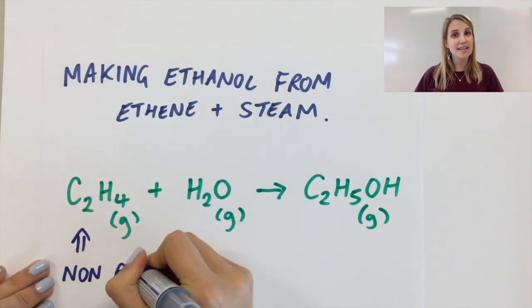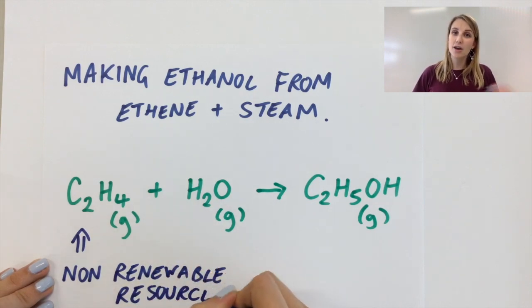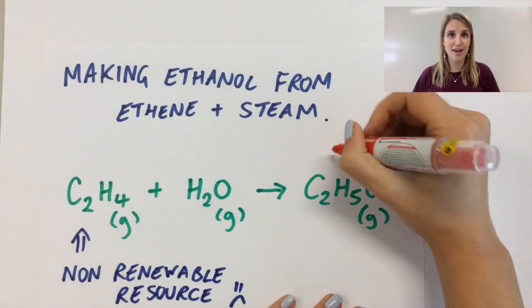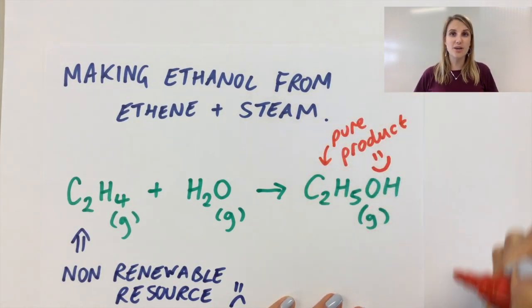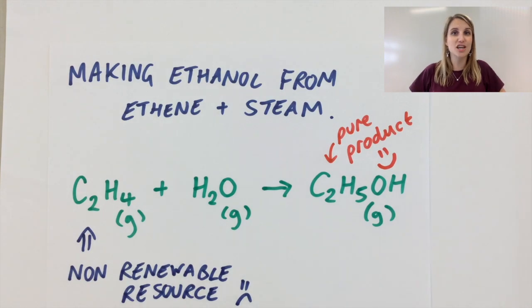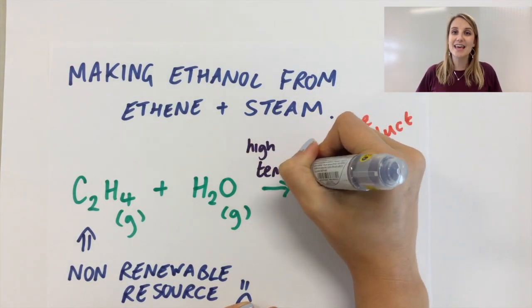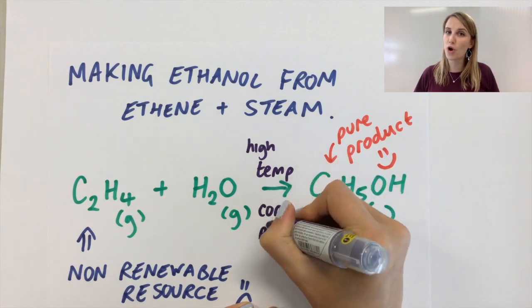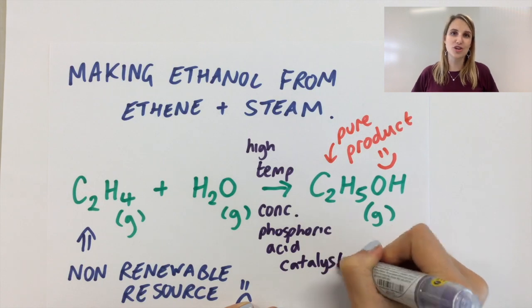The downside of this method of making ethanol is that ethene comes from crude oil, and crude oil is a non-renewable resource, so eventually we won't have enough of this to continue with this process. The bonus of it, though, is that it makes a really pure product, so if you want pure ethanol, then this is the route that you would need to take.